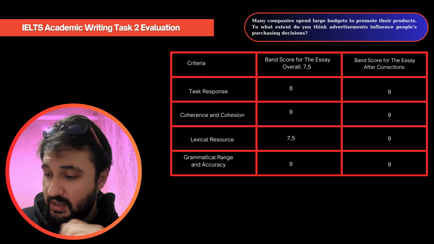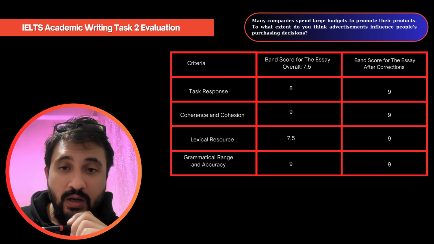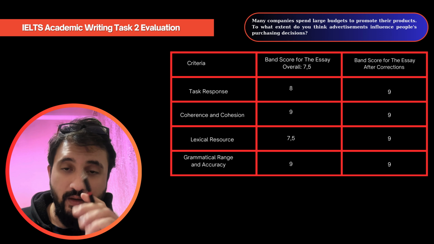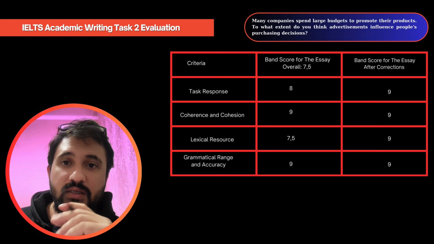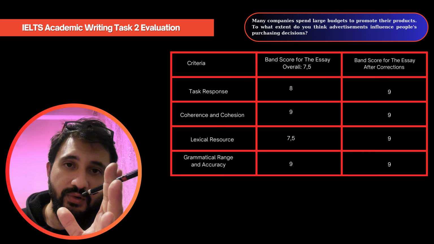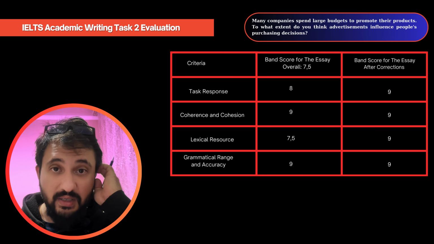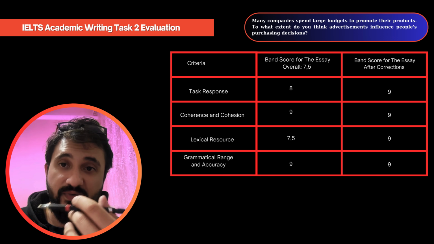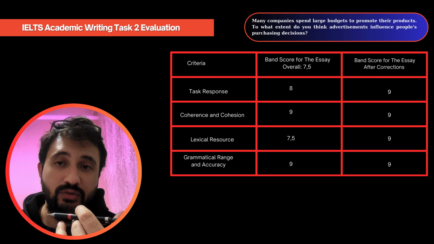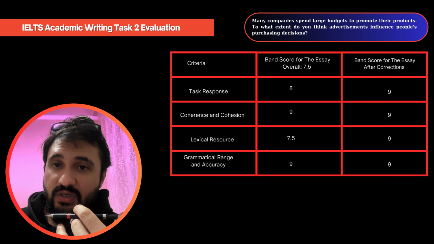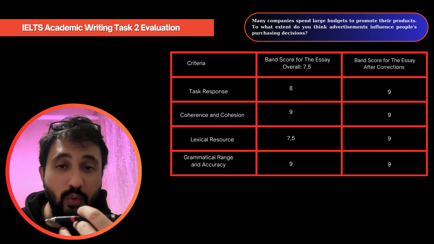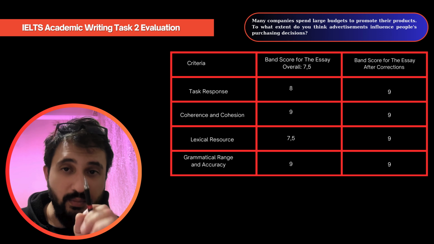Lexical resource, okay, 7.5. According to the IELTS criteria, the essay demonstrates a wide range of vocabulary used accurately and appropriately. The language is precise and sophisticated, enhancing the overall quality of the writing. And pay attention to vocabulary repetition to improve the overall score. Then it will be amazing.